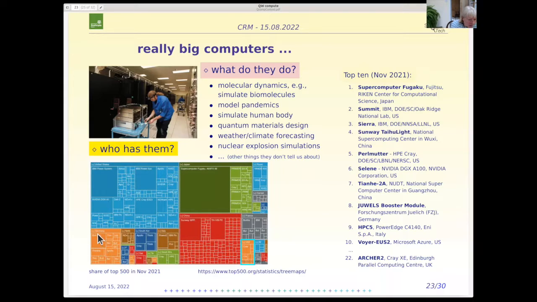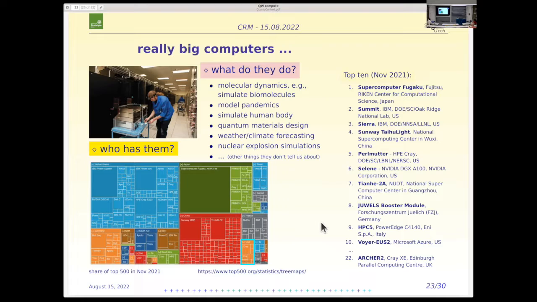There's Germany. That one is also in the list at Jülich. I think I'm trying to pick Canada out here. That's the UK. That's France. And that one maybe Canada? There.